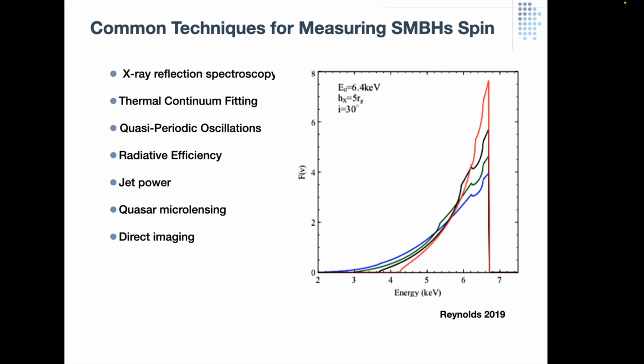So other techniques for measuring the spin were developed, such as continuum fitting and the other methods that I listed here. The continuum fitting is based on modeling the observed visible to X-ray continuum emission from the accretion disk and corona. This method can be applied to any type of AGN, radio loud, radio quiet, at any redshift, so it is more general than the X-ray techniques.